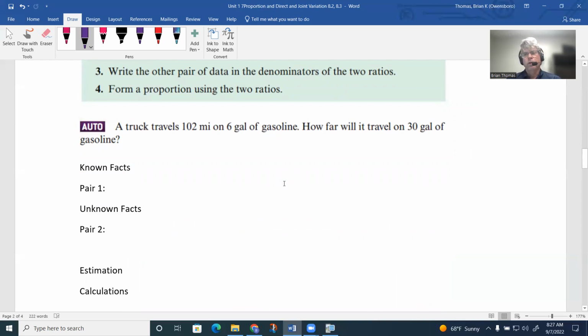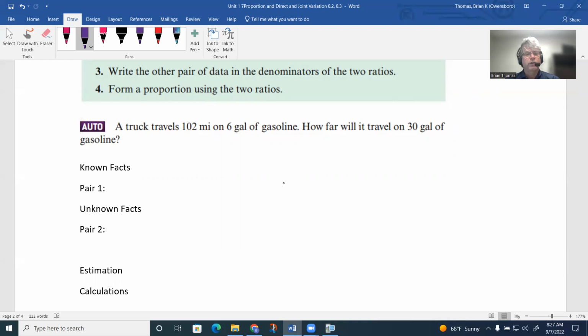So as you can see, we're going to start looking at some applications here. So notice, a truck travels 102 miles on 6 gallons. How far will it travel on 30 gallons of gasoline? One thing to pick up on is this is a direct variation, because as your mileage increases, the number of gallons also increases. So this is a direct variation.